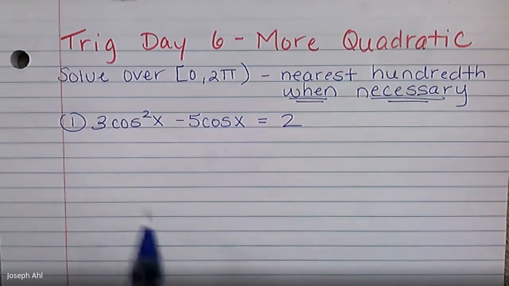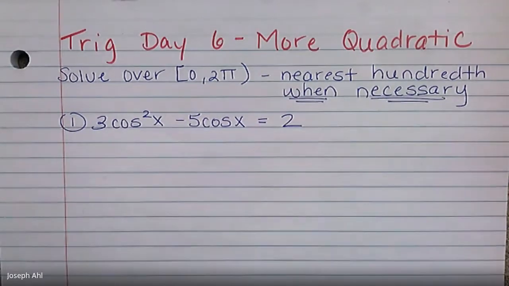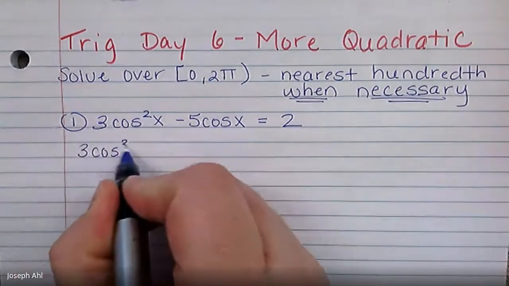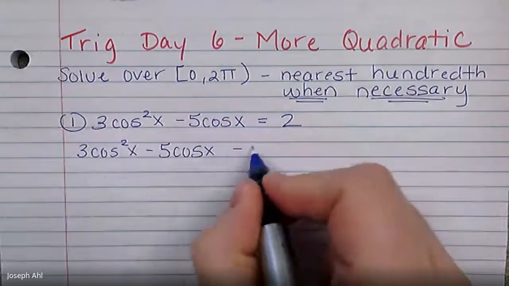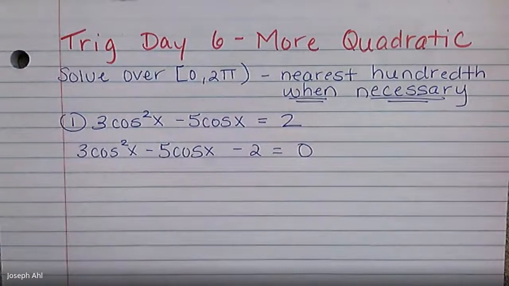But in this very first example, you'll see we have 3 cos squared x minus 5 cos x equals 2. With quadratics, we know that the goal to start is to always set it to 0. So that's the first step. Go ahead and move the 2 over and then consider, can I factor this at all based on the fact that we have that lead coefficient of 3?